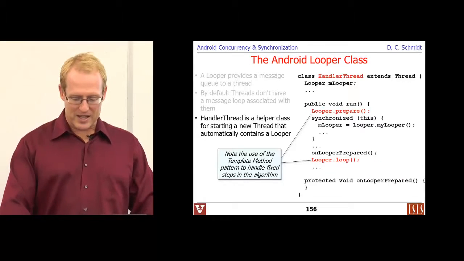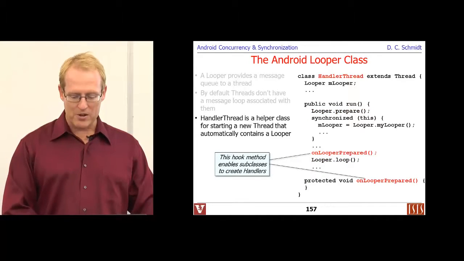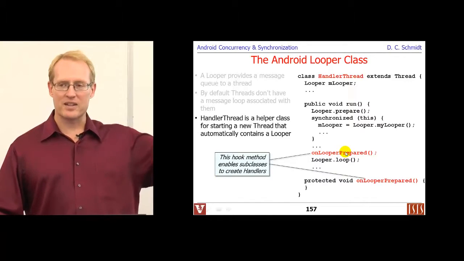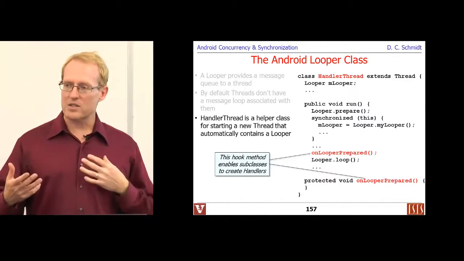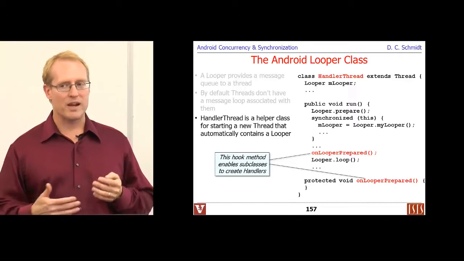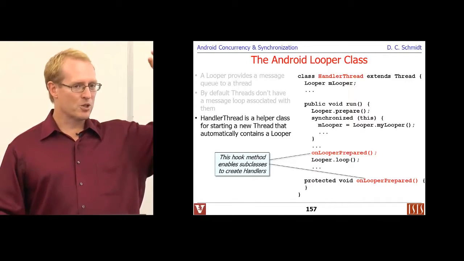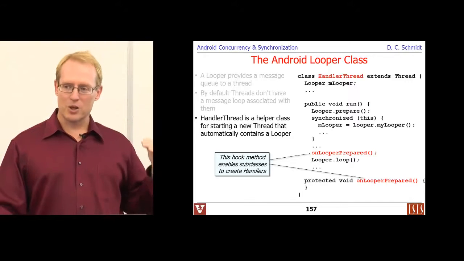And then it also has this onLooperPrepared hook method, which is the primitive method or the hook method in the template method pattern. You can customize this by subclassing from HandlerThread, and you can fill in whatever you want to do between the point when Looper.prepare is called and Looper.loop is called.